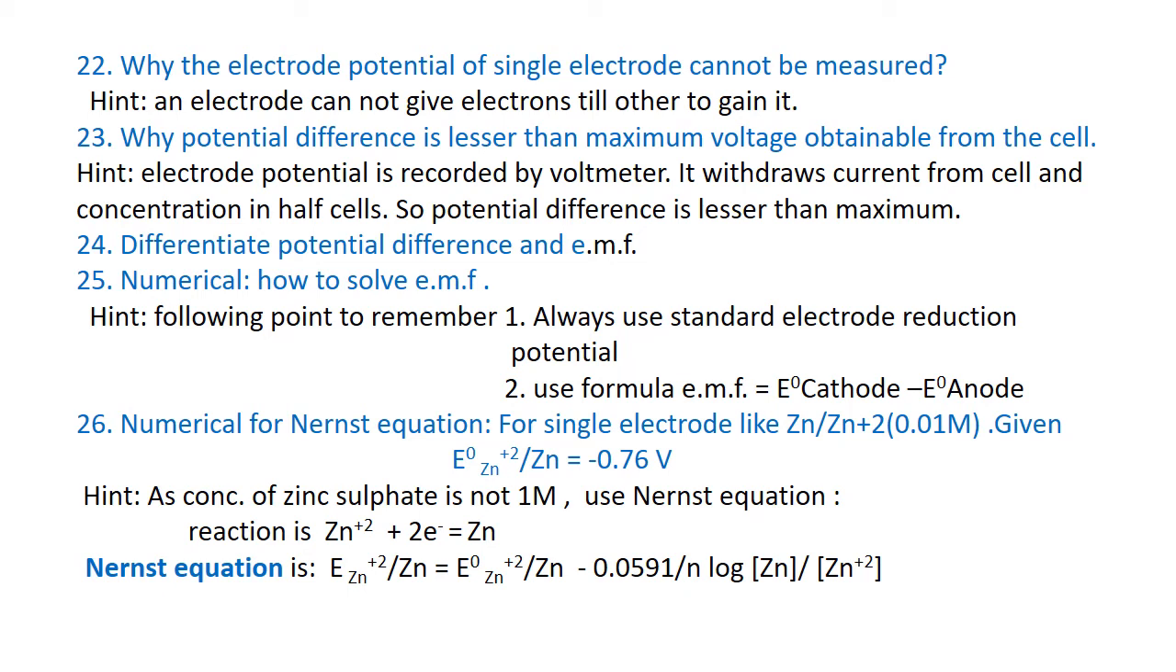Question number 25, from the numerical point of view, how to solve EMF, how to find it, what should we do, points we have to remember. Number 1, always use standard electrode potential as a reduction. Number 2, use formula EMF is equal to E naught cathode minus E naught anode. This will give you half mark. So this formula must be written whether you know the numerical or not. Whether or not you can solve the numerical, first of all write this EMF formula, you will get half mark in this.